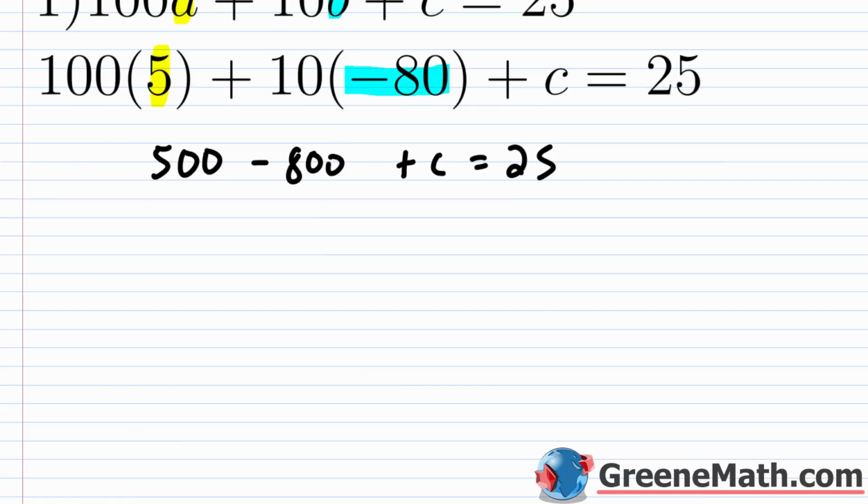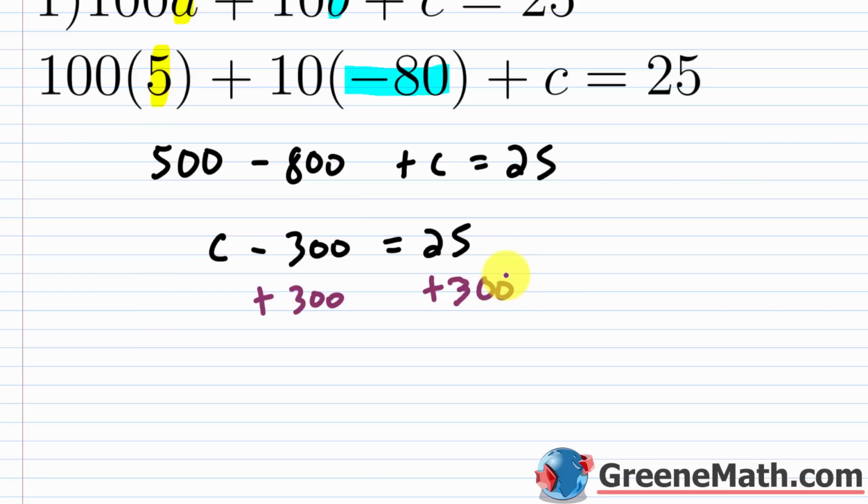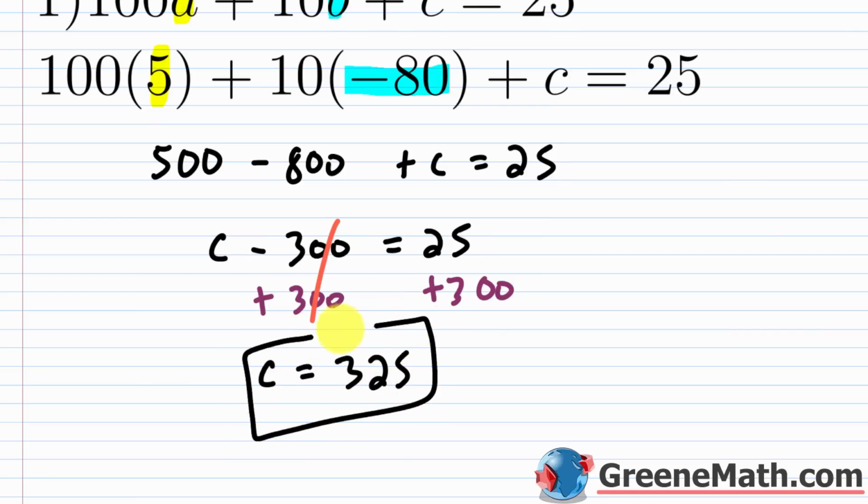So 500 minus 800 is -300. So let's write c minus 300 is equal to 25. And then let's add 300 to both sides of the equation. Let me fix this 3 here. And let's cancel this away. And let's say that c is equal to 25 plus 300 is 325. So that's going to be our c value.